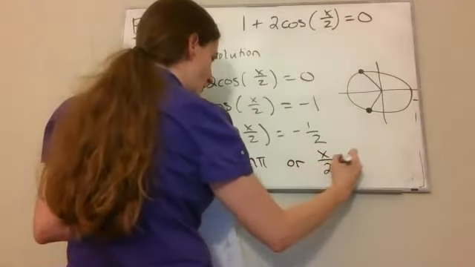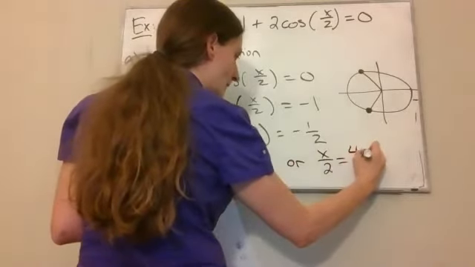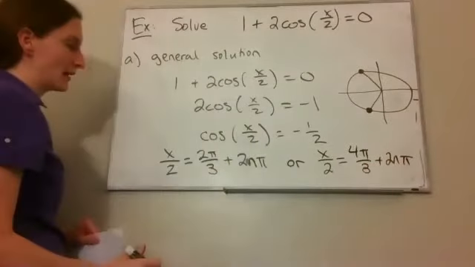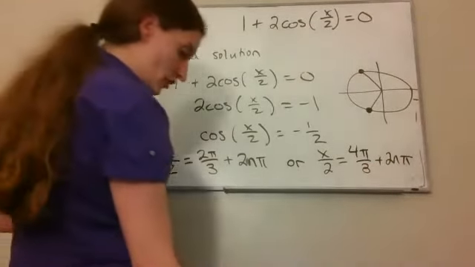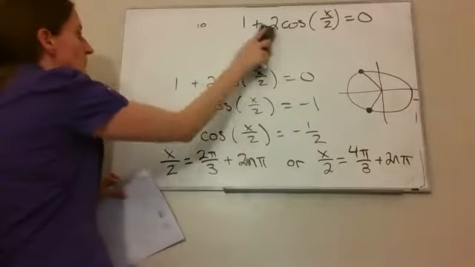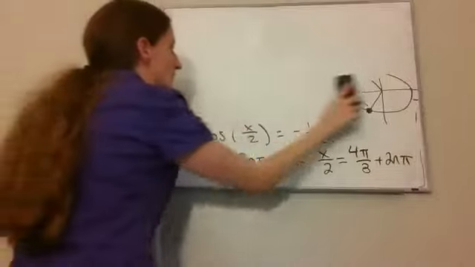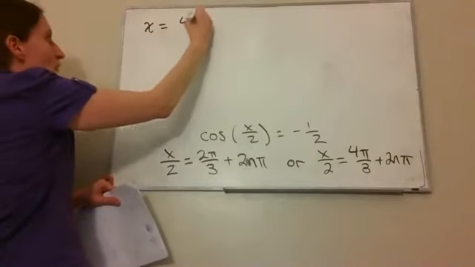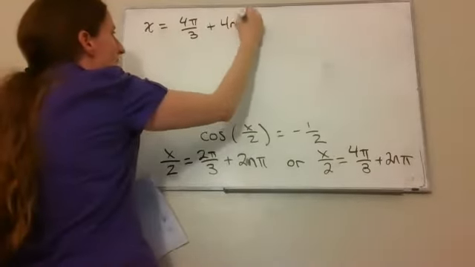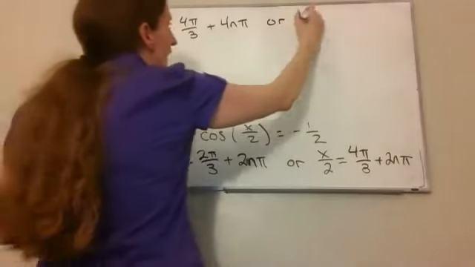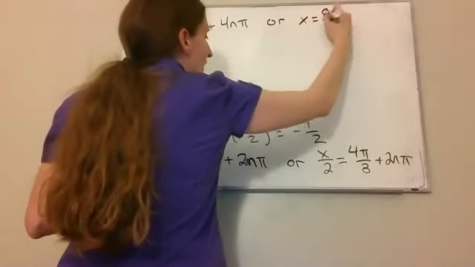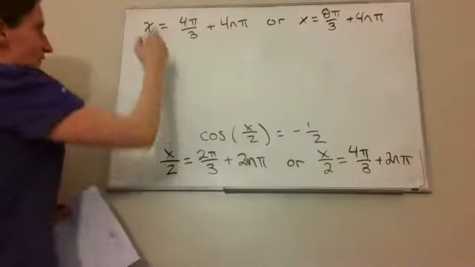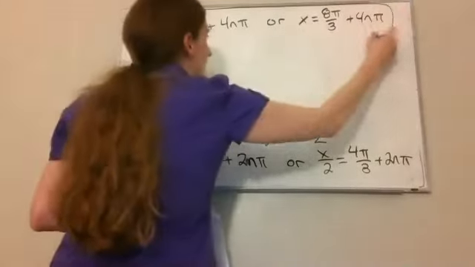Or my x over 2 is equal to 4 pi over 3 plus a multiple of 2 pi, going all the way around back to that point. To solve both of these equations, I just have to multiply by 2. So when I multiply by 2, I get that x is either 4 pi over 3 plus 4n pi, or x is 8 pi over 3 plus 4n pi. And that is my general solution to that equation.